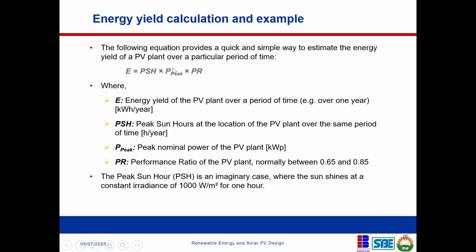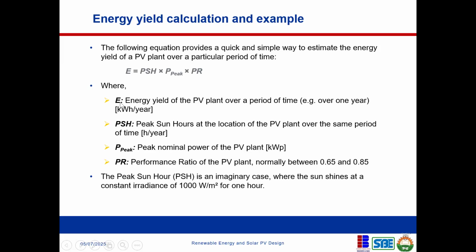So if your solar module is 300 watts, 300 watt peak, then that is what you're going to put here. Then times the performance ratio. I've talked about what performance ratio is, and I've also explained what peak sun hour is. And then this peak of your solar is your installation capacity of your solar system. And that's how you calculate your energy yield.